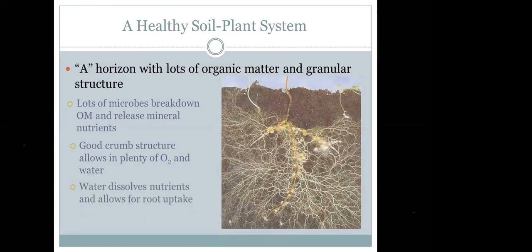So the water, as it passes down into the soil, the good crumb structure allows in plenty of oxygen and water, and as that water passes into the soil, it dissolves the nutrients, and the dissolved nutrients can then be taken up by your plants. So an A horizon with lots of organic matter to break down and release its nutrients, and good granular structure, which allows in water and oxygen, which powers the organisms and allows them to break down that organic matter, is what you really want in your A horizon.